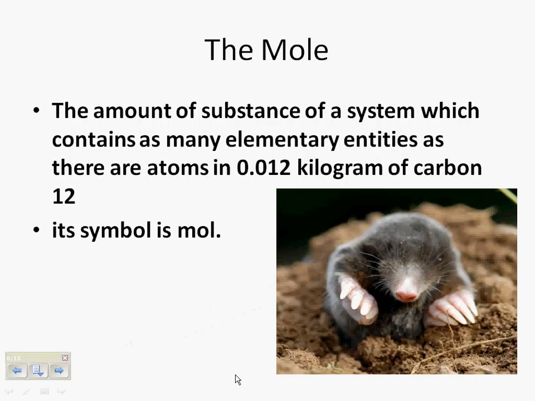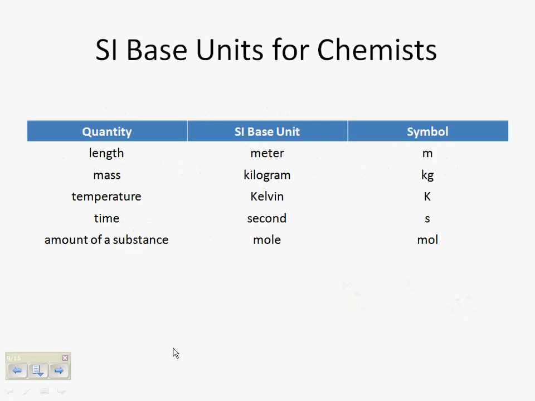The mole. It is not a critter in chemistry, but it's the amount of substance of a system which contains as many elementary entities, atoms, say, or molecules, as there are atoms in 0.012 kilograms of carbon-12, and that's an isotope. You could also say 12 grams of carbon-12. The symbol of mole is mol. Here are our base units one more time.